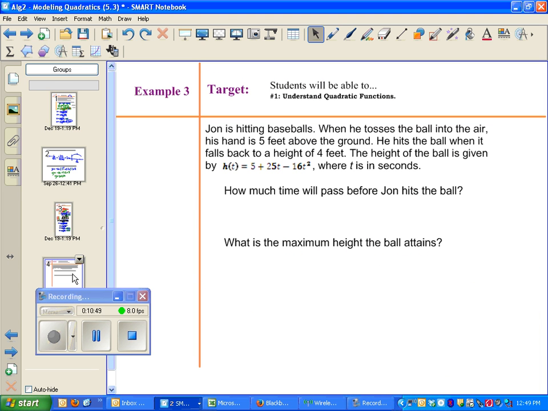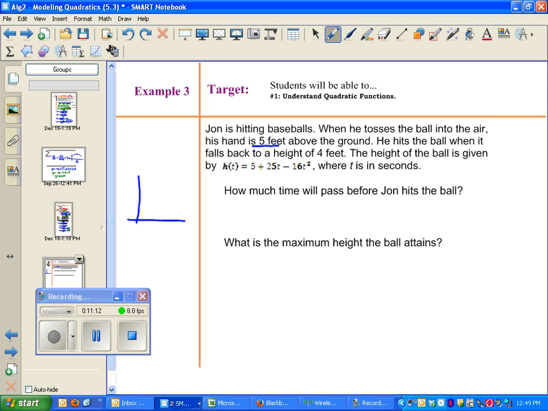All right, for my next problem, pause it and try to figure it out, or unpause and listen to me. All right, so John's hitting baseballs where he tosses the ball into the air. His hand is 5 feet above the ground. Right, so John is the starting point.